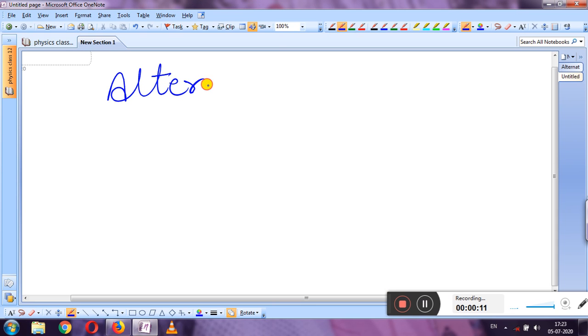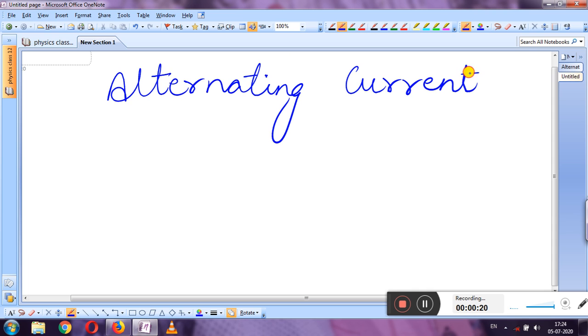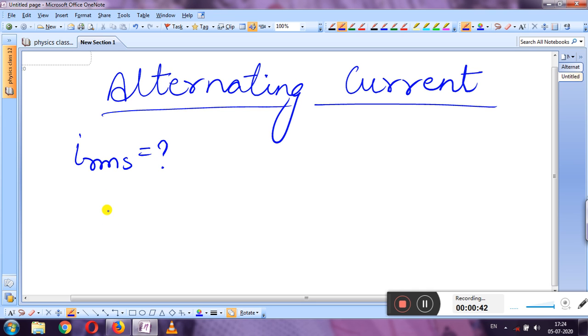Today in the chapter Alternating Current, we have RMS current to study. As you know, in the last class we did two derivations, one for full cycle and one for half cycle, of the average value of alternating current. Today we will be finding out the RMS value of alternating current.